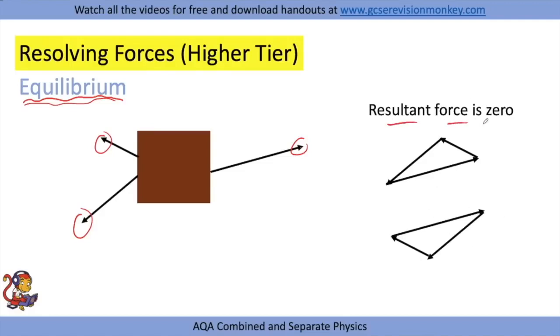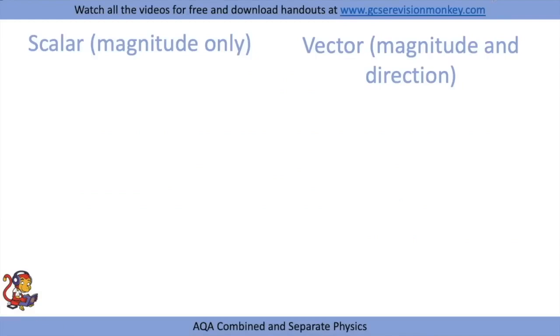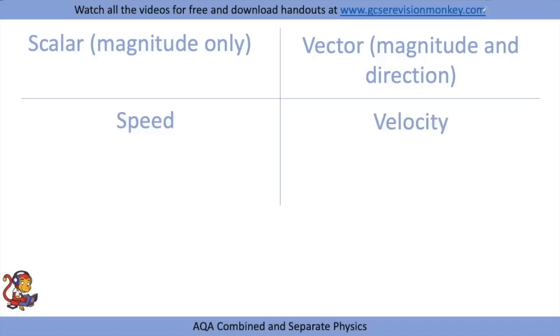So we'd say the resultant force, in this case, is 0. In this topic, we need to distinguish between scalar and vector quantities, and the two we're going to focus on are speed and velocity. So the scalar quantity speed has magnitude only, which means it only comes with a size, whereas velocity is classed as a vector because velocity tells you both the size and direction of movement.